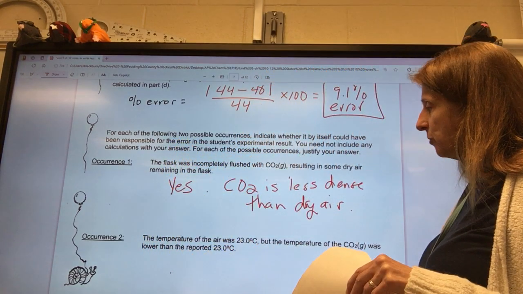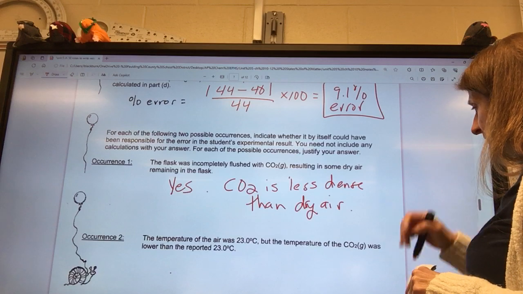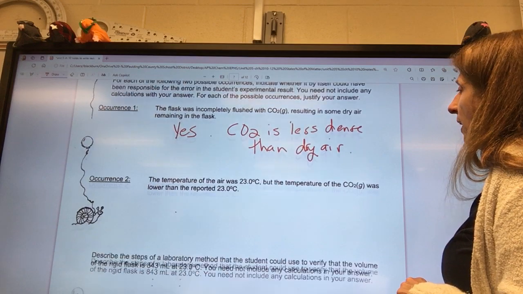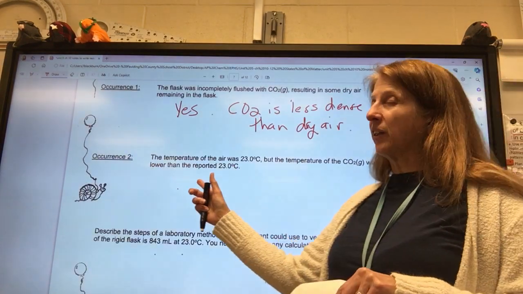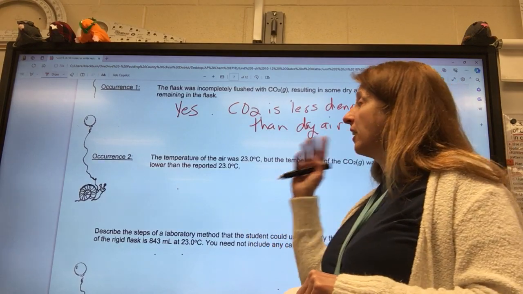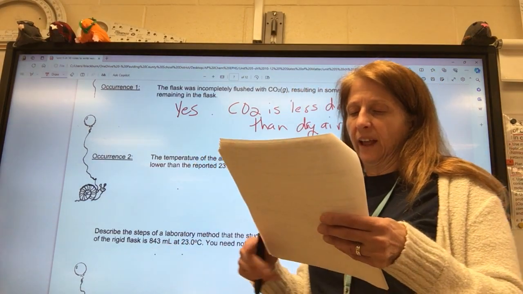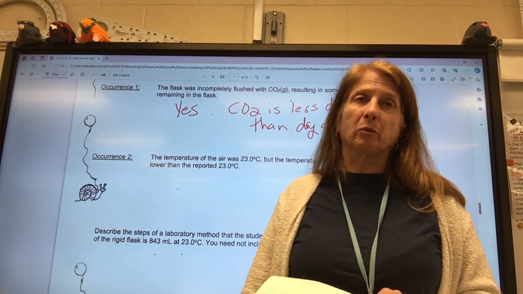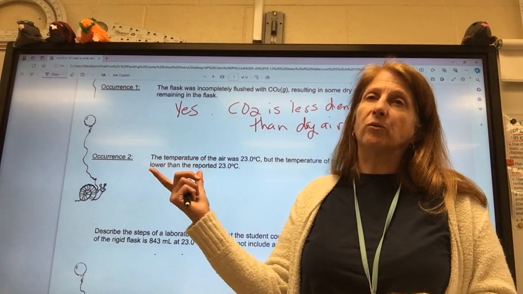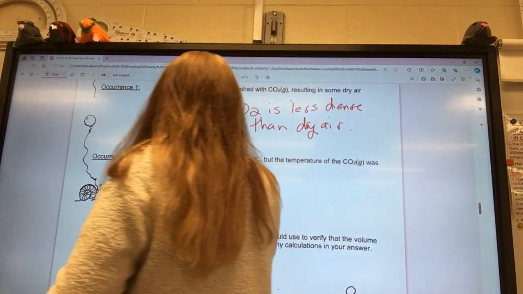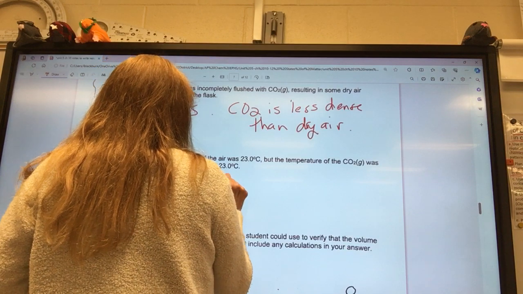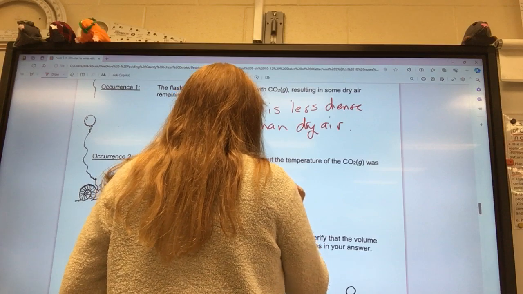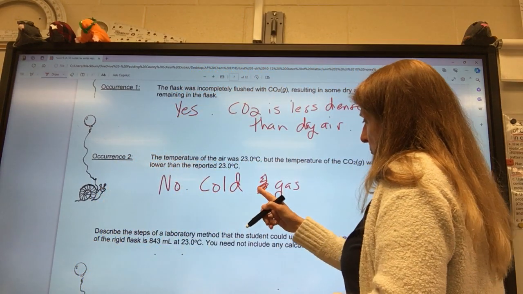Okay. And the next one. The temperature of the air was 23 degrees, but the temperature of the CO2 was lower than the reported 23 degrees. So the gas is colder. Is that going to make it more dense or less dense? More dense. So, and ours was less dense than it was supposed to be. So is this something that could account for our error? No. Cold gas is more dense. Whoops. Hold on a second. You won't notice I drew my G upside down.